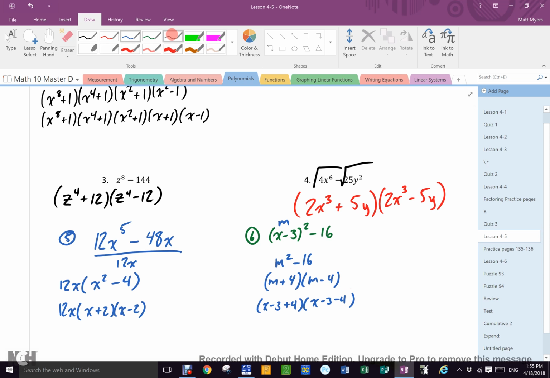What do you do with like terms? Collect them. What is negative 4 plus negative 3 plus 4? X plus 1. What is negative 3 minus 4? X minus 7. And now that one's done.